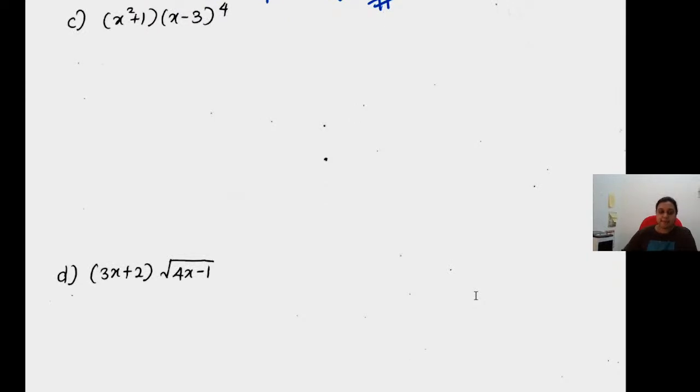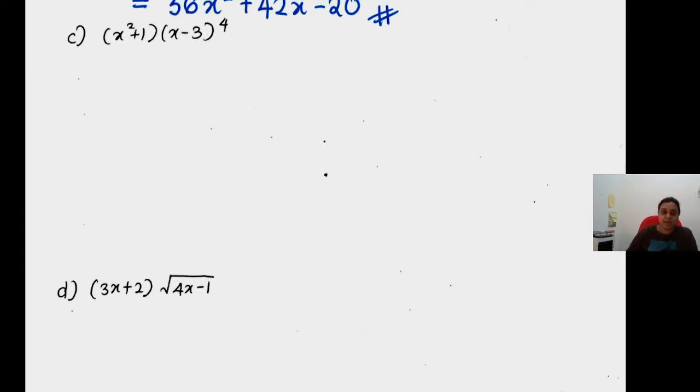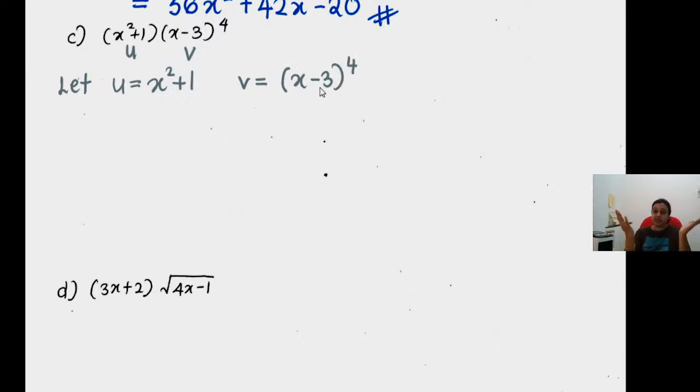Okay, again, first step, we identify first the u and the v. Okay, this is the u, this is the v. Okay, see the v has power. Okay, so same step, same method, so don't get scared if it has power. It's the same only. Okay, u is x squared plus 1. Okay, v, copy the whole thing, x minus 3 power 4. Okay, you see this one teacher writes with the bracket. Why? Because it has power. Like the x squared plus 1 I didn't write bracket because it's power 1 only. So don't have to put bracket.